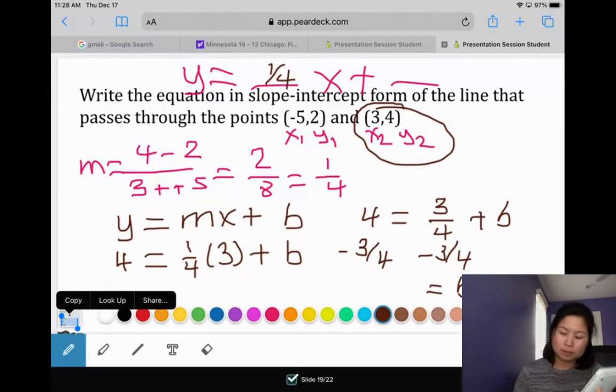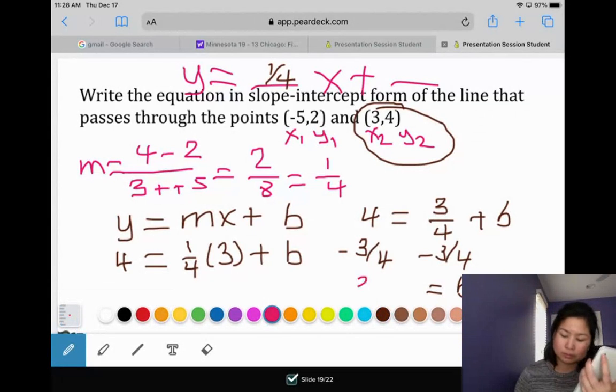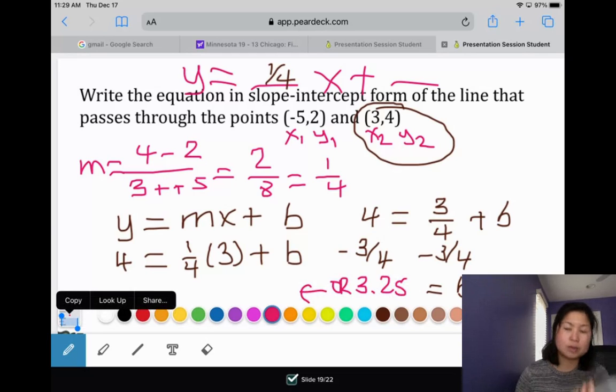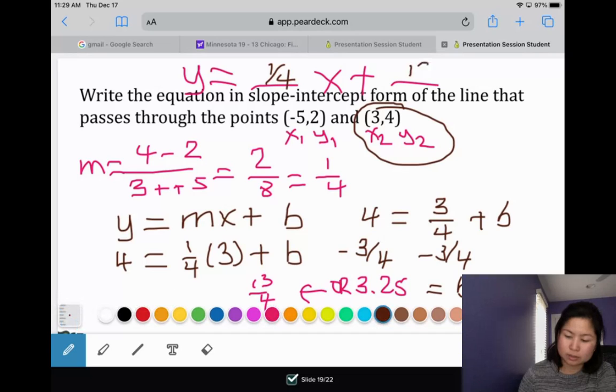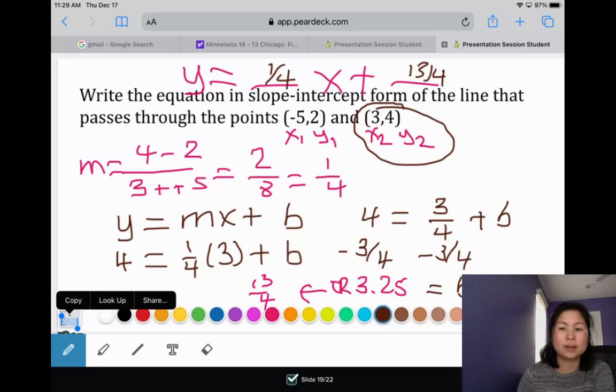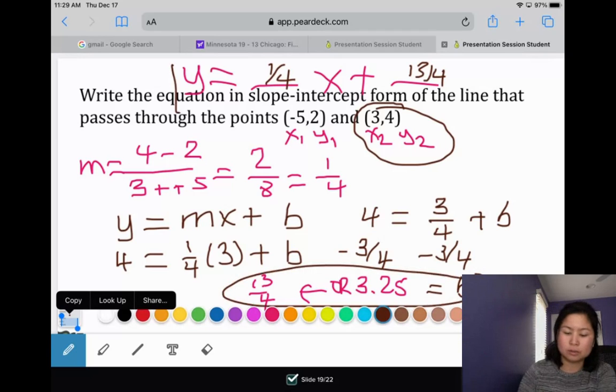So your answer, you have two options. It's either going to give you a decimal, or I showed you before how to change it back to a fraction. So it's going to be 13 over 4. If you like fractions, I like to keep it in fraction, so 13 over 4 is fine. But if you like to keep it in decimal, that's okay. So this is your equation.